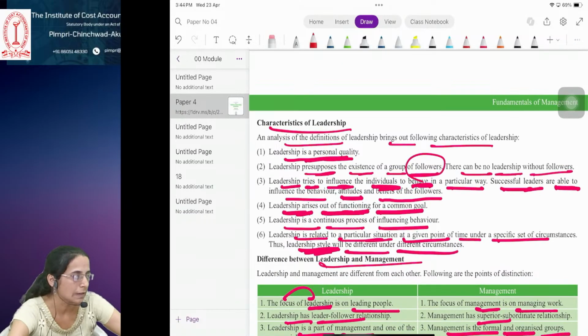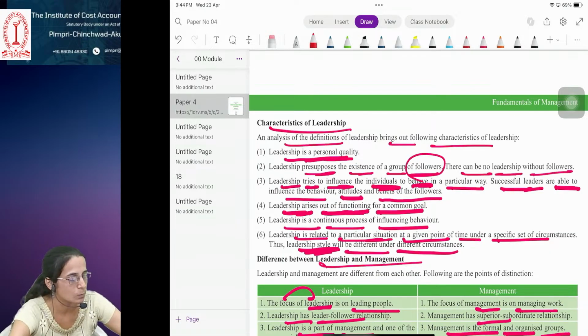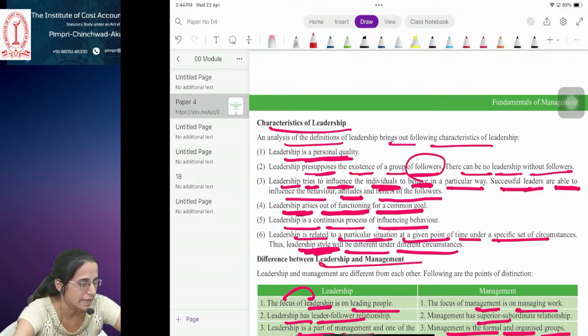So the main motive of the leader is to influence the people. Influence means bring about change, motivate them, show their attitudes and opinions, and what changes can be brought about. Leadership arises out of functioning toward a common goal. Why is there a requirement of a leader? There is some goal that our country, India, should progress and become a developed country. That is the goal. That's why we need a leader like Modi or any other person, right? So that we progress and achieve our goals as a country.